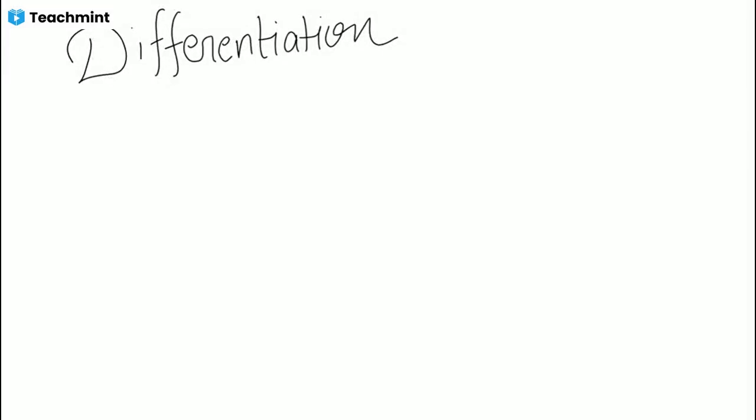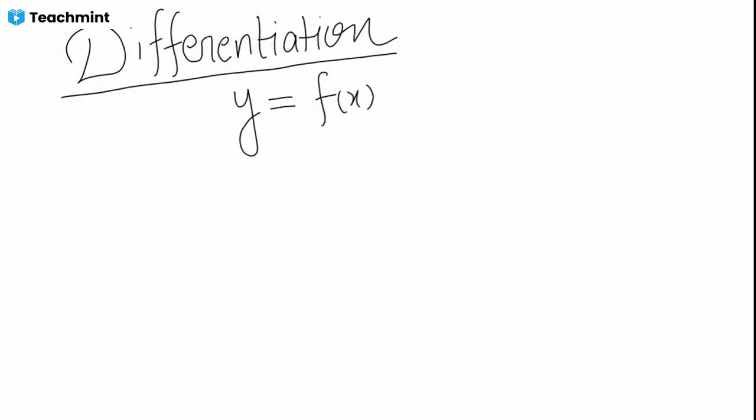What does it mean? First of all, let us understand. Like we have y is equal to f(x). y is a function of x. Obviously, the value of y depends on x. If we change x, then obviously we'll get a corresponding change in y also.